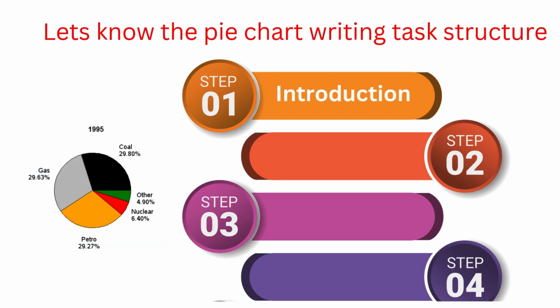Let's look at the pie chart writing task structure. Introduction. Briefly explain what the charts represent. This part sets the context for your response. Overview. Highlight the key features and trends from the charts. This is the most important part of your answer, as it shows your ability to summarize the main points.